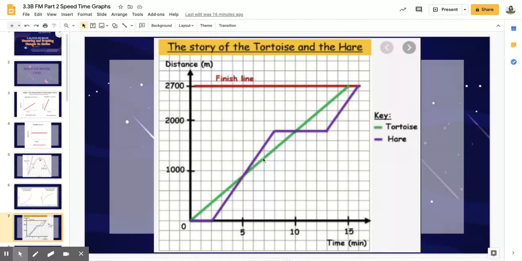You can tell a story that the tortoise at a constant speed made it to the finish line before the hare. The reason I know that the tortoise made it to the finish line before the hare was because here, take a look at the time. He made it in 15 minutes, and the hare made it 1 minute after that at the 16-minute mark. Okay, so there you have it, an example of how the distance time graph can tell a story of motion.